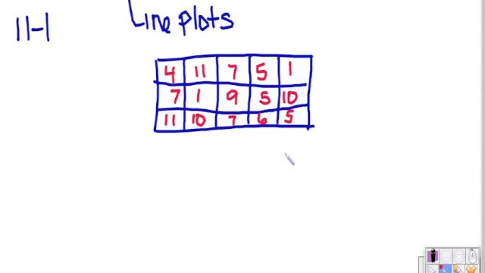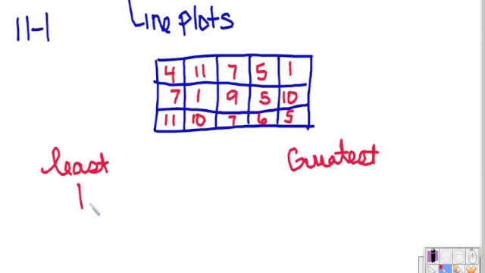Okay, now step 1 is to find the smallest or the least number. So we're going to put our least over here. And then our second part is to find the greatest number. So what is our least or smallest number? Of all these numbers, the answer would be 1. What is our greatest or our highest number here? It would be 11.